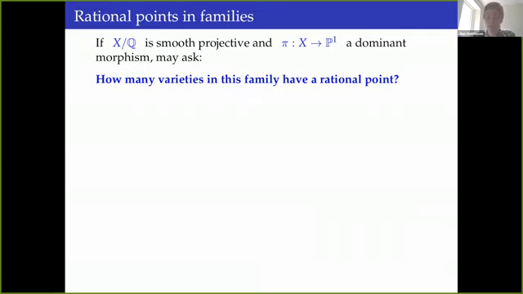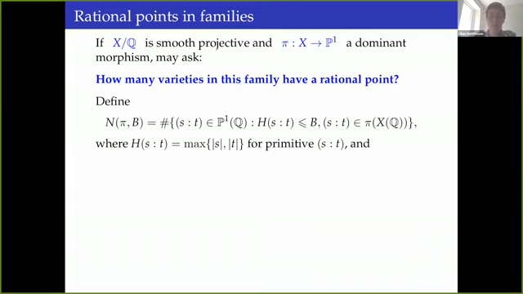This is a counting question, and in order to turn this into a question you can actually work on, you need to introduce some order in which you count the varieties in this family. And this is done by introducing a height function on the base, so a height function on the projective line, and then you order the fibers in the fibration by the height of the base point. And then you can introduce a counting function which counts how many points there are on the line up to height B, such that the fiber above the point has a rational point.